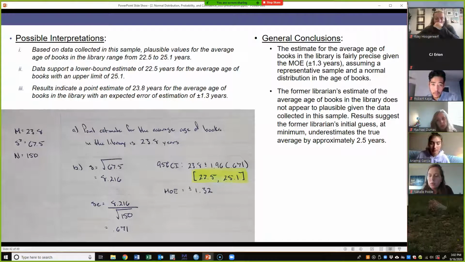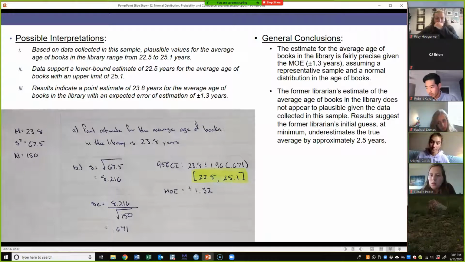22.5. Okay. And so this is the lower limit and the upper limit of what your data would support as the actual value of age of books in the library. So is 22 years impossible? No, but is it likely based on the data that you've collected?